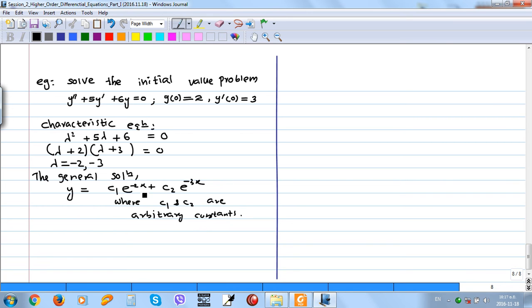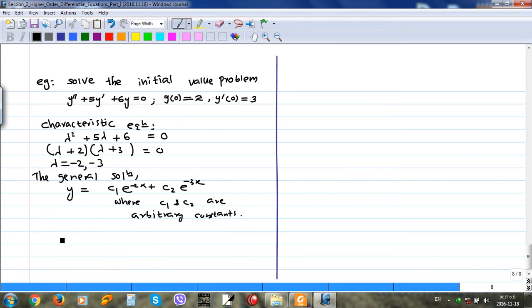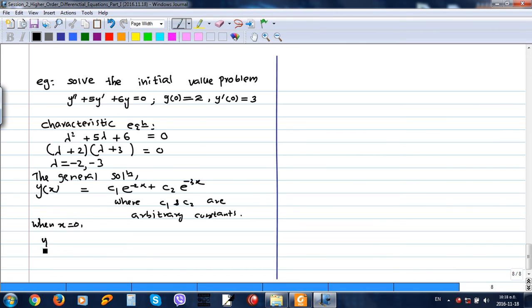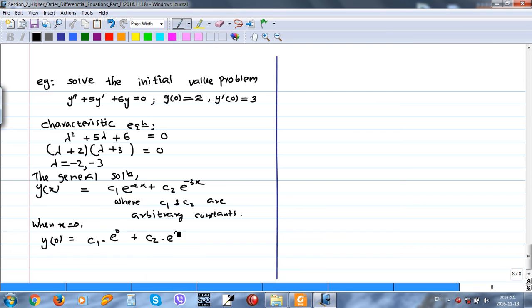Right, now we can find c1 and c2 because the initial conditions are given. Since y(0) is given, we can write this as y(x). When x equals 0, y(0) equals c1 e to the power 0 plus c2 times e to the power 0. Then y(0) is given, that is 2, equals c1 plus c2. This is the first equation.